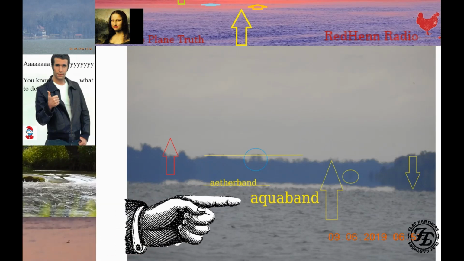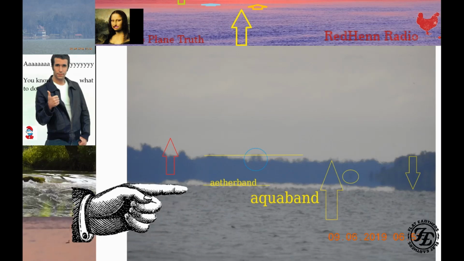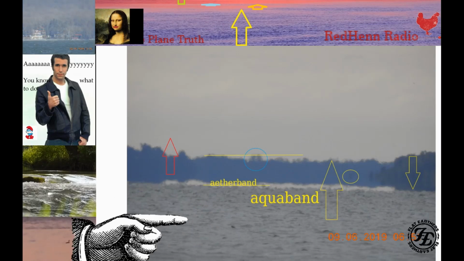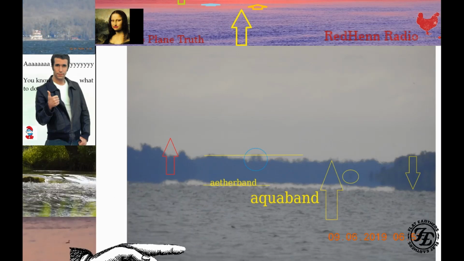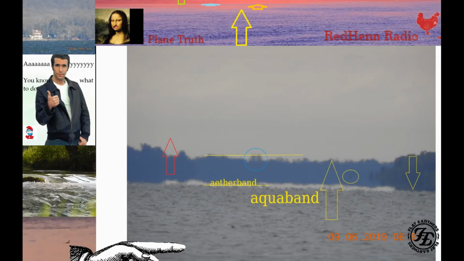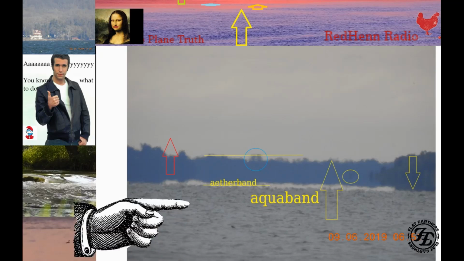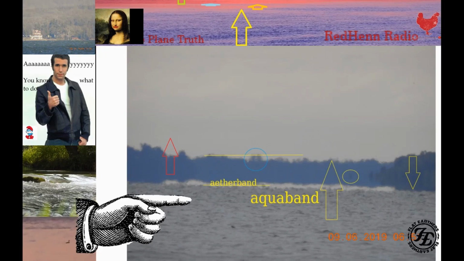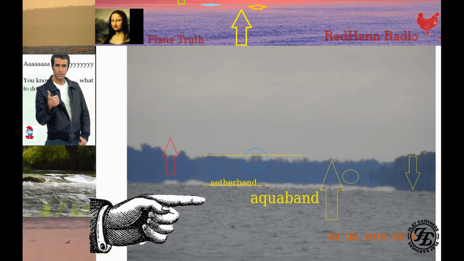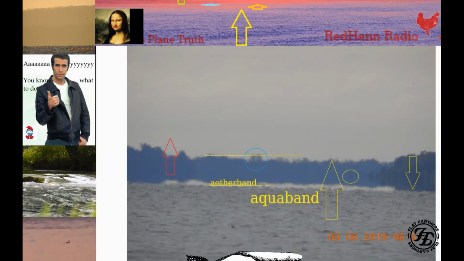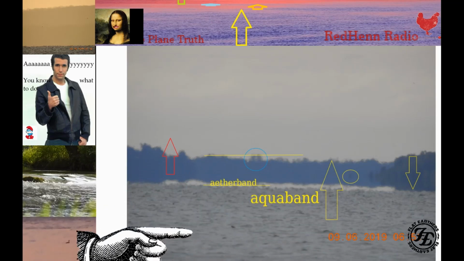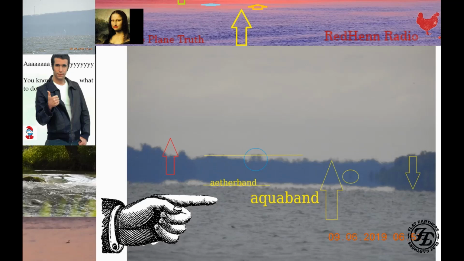Aquabands are different distances of aquatic surface that move into the distance, okay? So right here we have one solid band. We don't have different bands as we have in the past. So right now this is an aqua band.